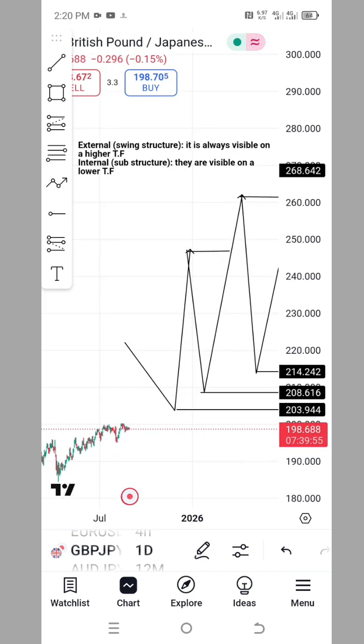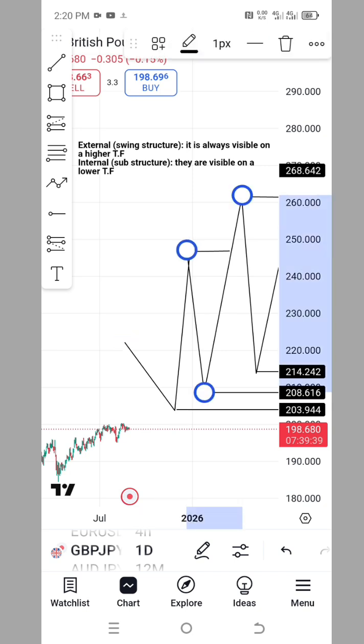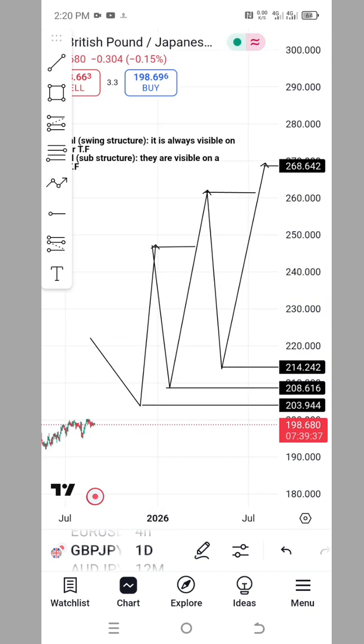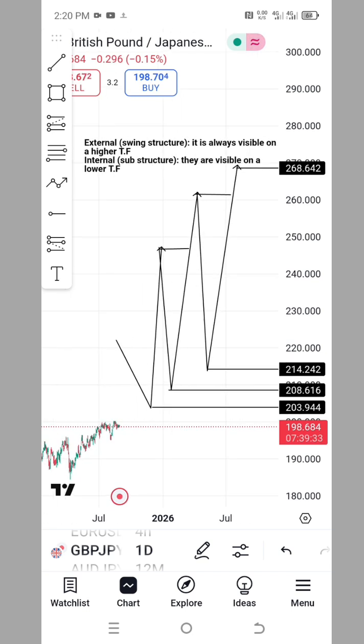So this internal structure consists of smaller, detailed price movement within an external high or an external low. It will consist of detailed or smaller price action within these external highs and lows. Do we understand? But note that internal structures are visible on a lower time frame.